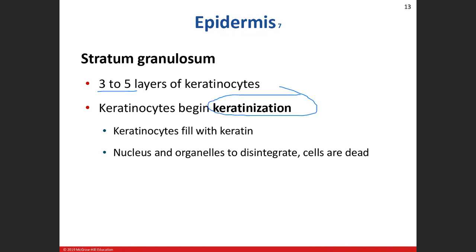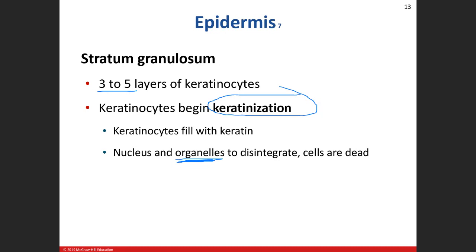But this is where you start keratinization. So this is where the cells will start to kill themselves off. Some do it sooner than others. Some take a little bit longer. But if you can't see a nucleus inside the cell, that cell is dead. If you can't see the organelles, especially if you don't have any organelles, those cells really can't make anything.